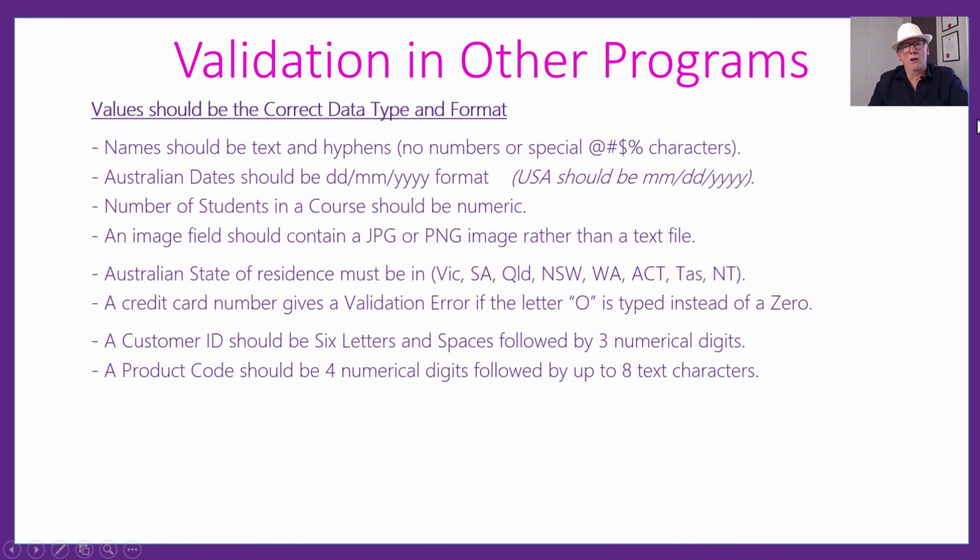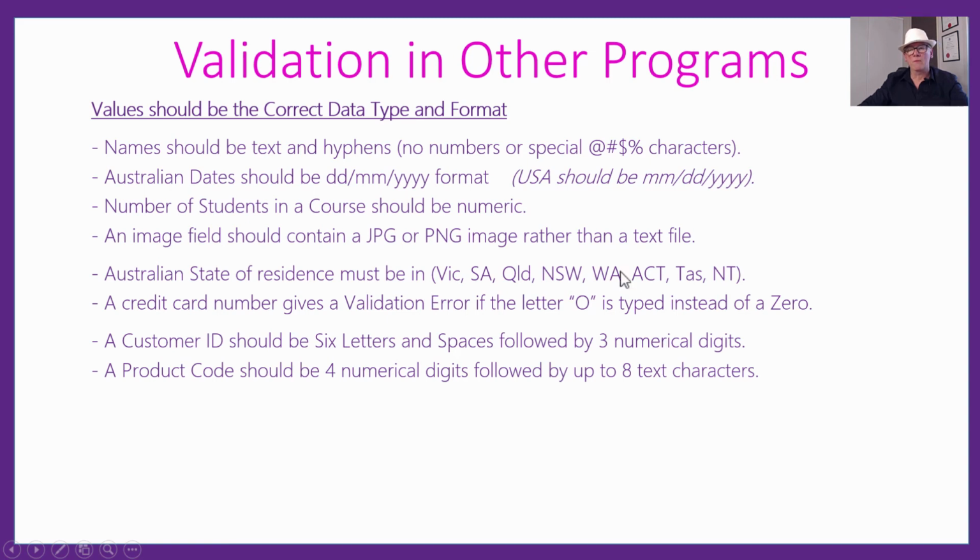So yeah, validation in other programs, we've only looked at that kind of area program and perimeter program. But look, names: if people are typing their name into a program, that should be text and hyphens. You shouldn't have numbers or special characters in there. And then there's dates. For Australia, they need to be in day, day, month, month, year, year, year, and you need to let them know that, because USA dates are the other way around. They're month, day, year. If you've got the number of students doing a course, well, that should be numeric. If you have an image field where they're storing an image, make sure that's not a text file. It needs to be like JPEG or PNG.